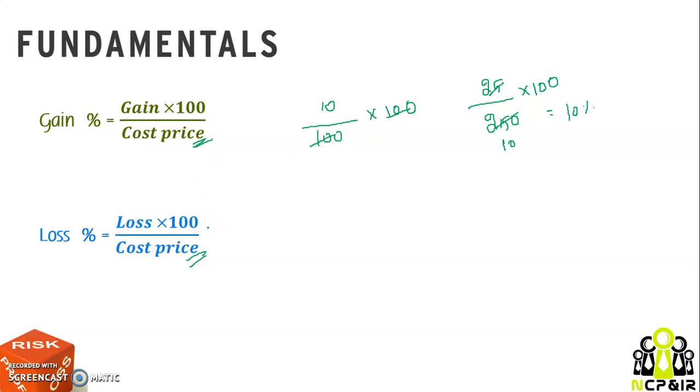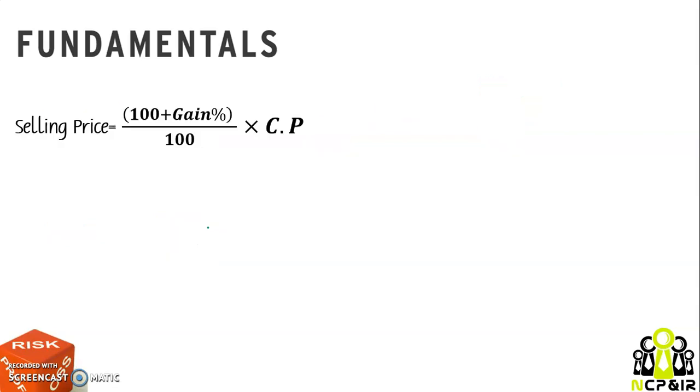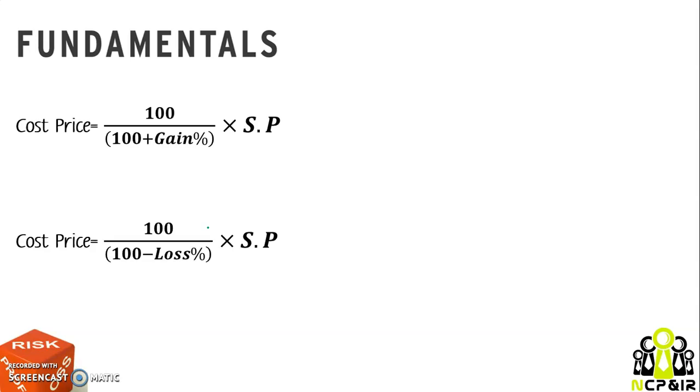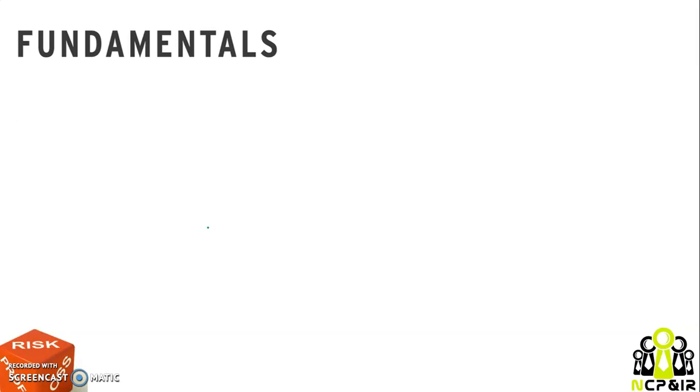Similarly, the loss. And these are the formulas for finding selling price when gain percentage and loss percentage are given. You can go through these formulas, and these are the formulas for finding cost price when you are given the gain percentage or loss percentage and the selling price.